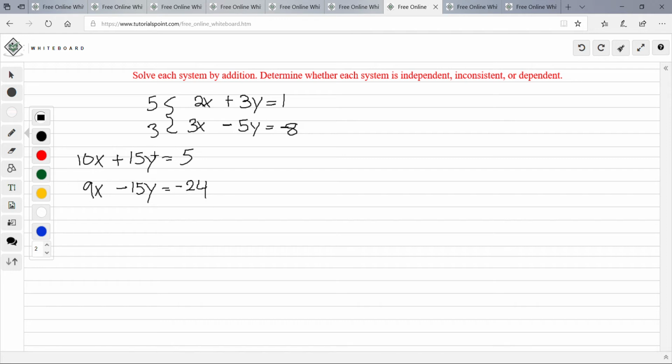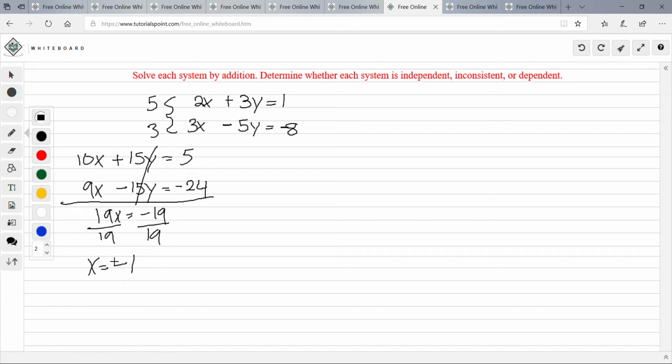Okay, so the y's cancel, so you're left with, now we're just adding, right? Combining like terms. So 10x plus 9x is 19x, and then 5 minus 24 is negative 19. Get rid of that 19, so we're going to divide everything by 19. So x equals negative 1.